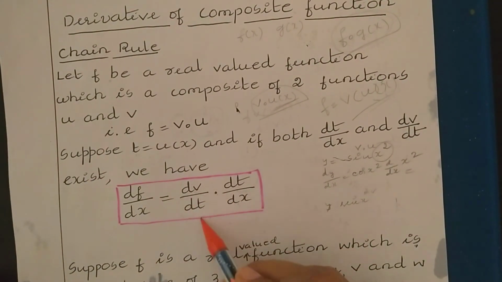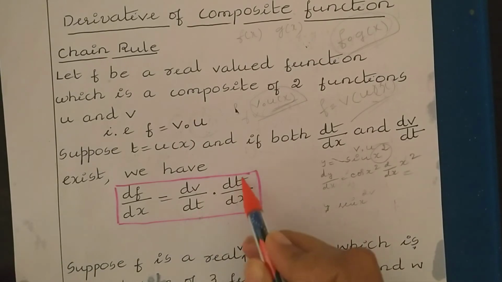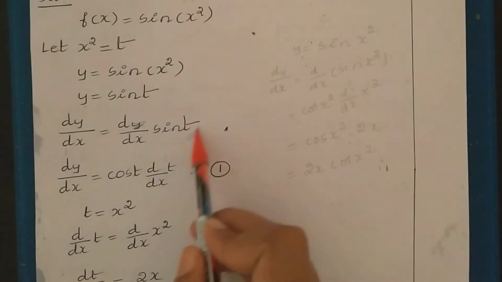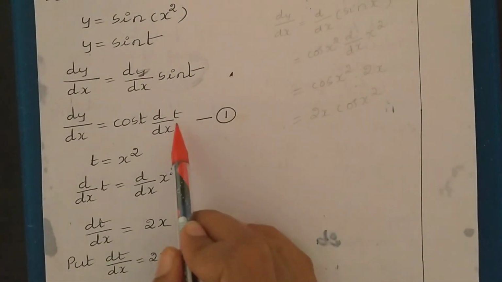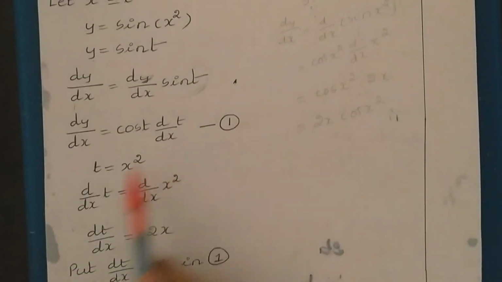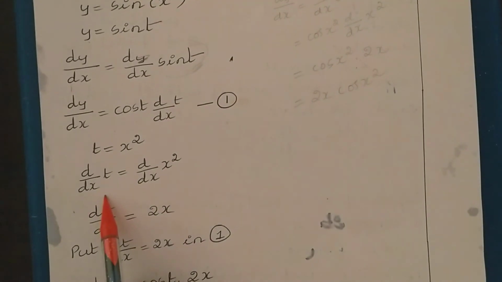See, dv divided by dt, we differentiate v first, and after that again we are differentiating this t value, assigned value. So the same thing you have to do here. In this case again you have to differentiate now this t. So now we know that t is nothing but x square that we have taken at the beginning. So t is equal to x square. So now let us find the differentiation of x square.